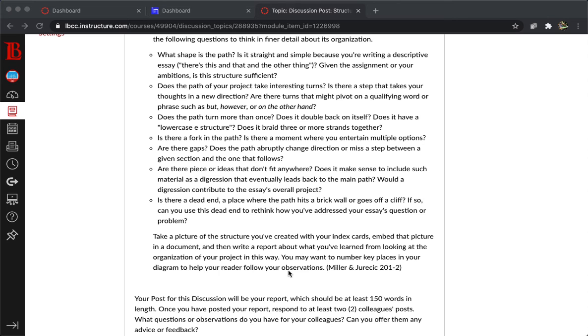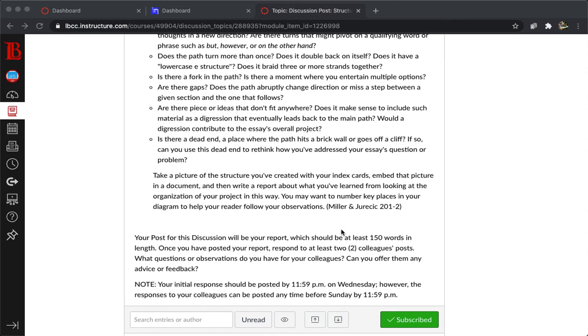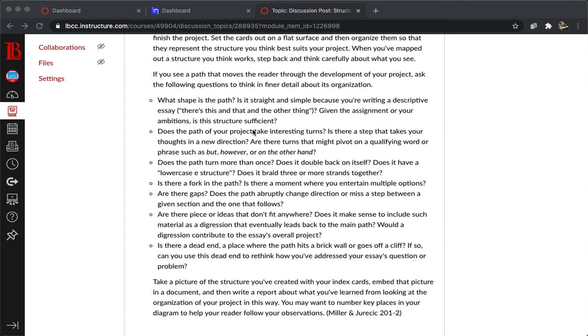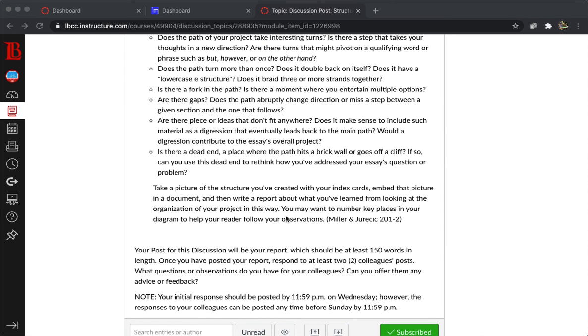Okay, so you need to post a picture of that, and then again, your report is going to be addressing this section here, what you've learned from this organization by looking at these questions. Okay, so that's why it's important that in your notebook you respond to these questions so that you can use that material to help you with your report.